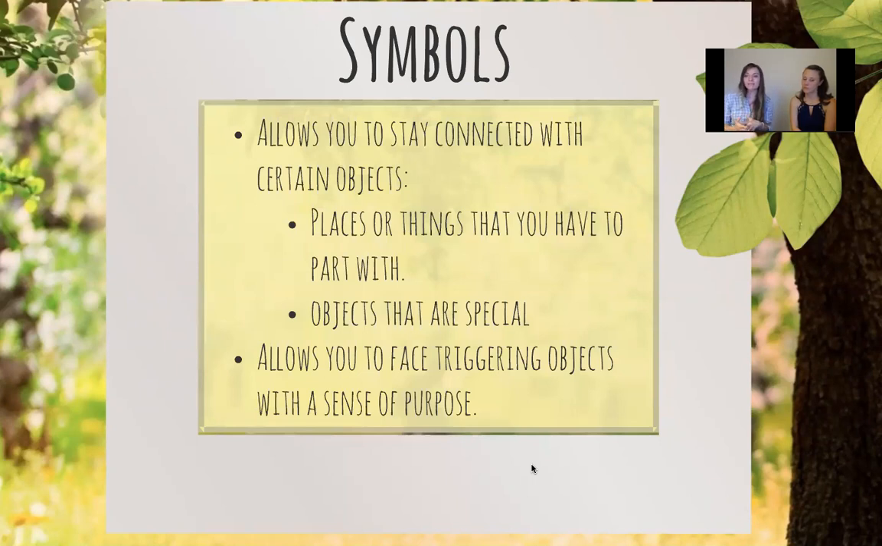And those objects can be places, they might be things that are special to you or important. Sometimes they're things that we have to part with, things that we can't hold on to. And it's a way for us sometimes to really connect with those objects, those places or things in different ways. And sometimes it allows us, and we see this in the course a bit, to face a triggering object or place, a symbol that reminds us of our loved one, with a sense of purpose.